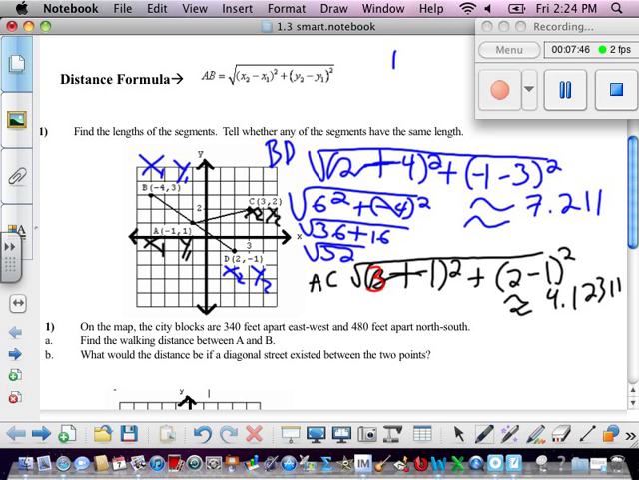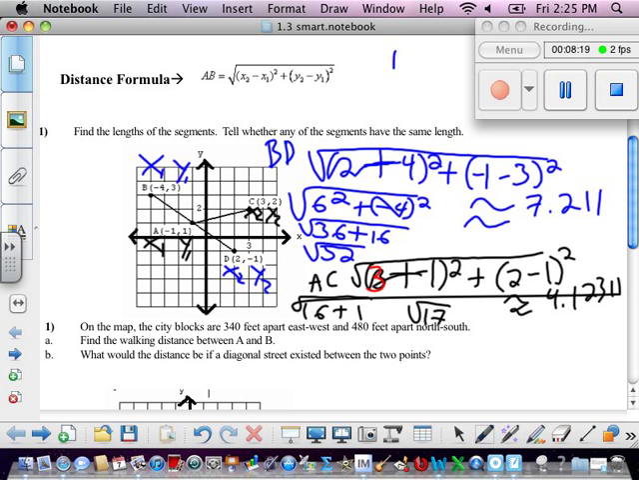All right. What is 3 plus 1? What's 4 squared? 16. 2 minus 1 is 1. 1 squared is 1. 16 plus 1 is 17. Square root of 17 does equal 4.12311. Sorry about the weird line going through everything. It's not supposed to be there. When I record it, sometimes it does that.